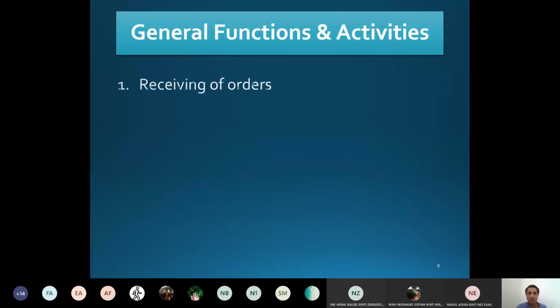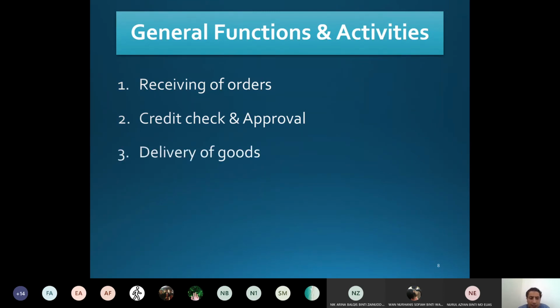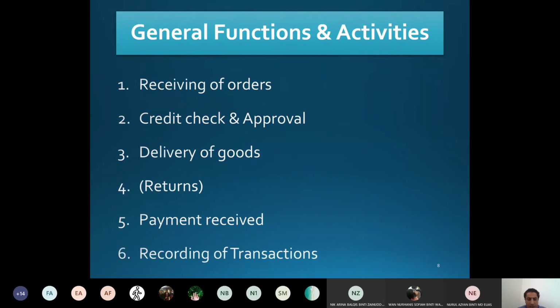Okay. So now let's see what the main functions or the general functions and activities under the revenue and cash collection receipt are. First, we receive orders. Second is credit check and approval. Third, delivery of the goods. Fourth, if any returns. If there is a return of sales, then we have this function. And then payment received. We receive the payment from the customer. Number six is recording of transaction.